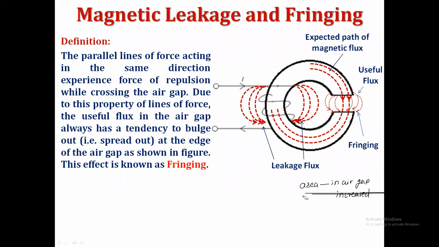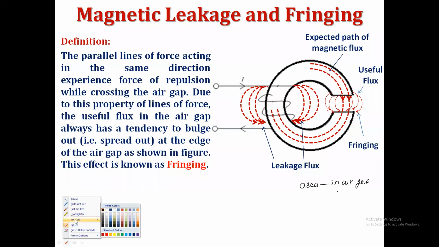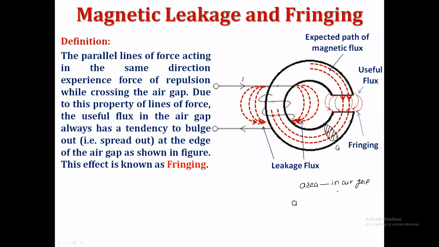Suppose I consider the area of cross section of the ring. When I consider this area of cross section of the ring, let it be A. You can consider that it's a cross section. Now, due to this fringing effect, this is the area of cross section, and I say that this is nothing but AG.